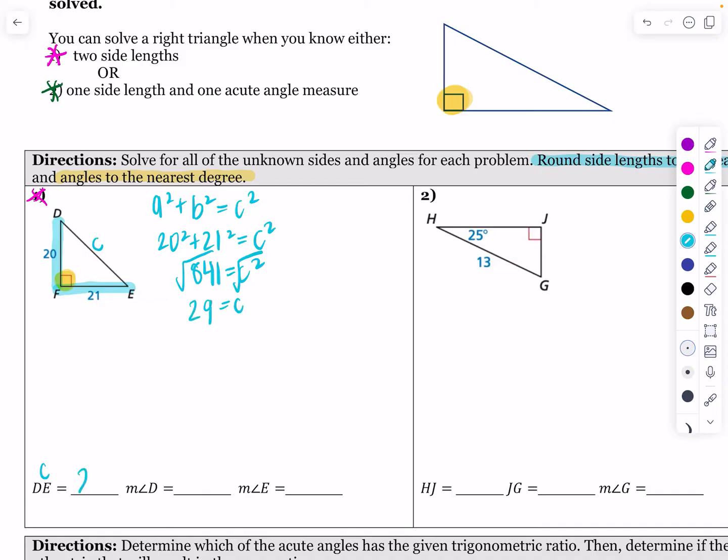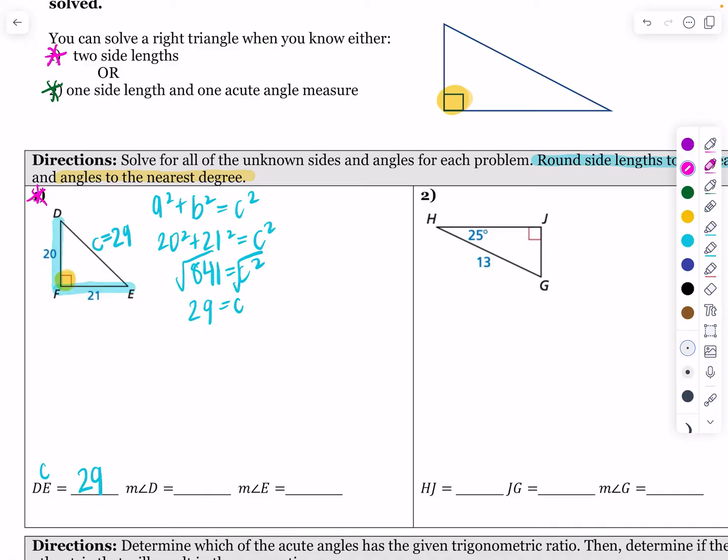The first thing you're going to do is ask yourself, does that make sense as an answer? So go put it in the picture. Is the hypotenuse of 29 bigger than both of the legs, 20 and 21? Yes, it is. Okay, so even if I've made a mistake, at least it is a logical answer. Now let's look at finding the angles.